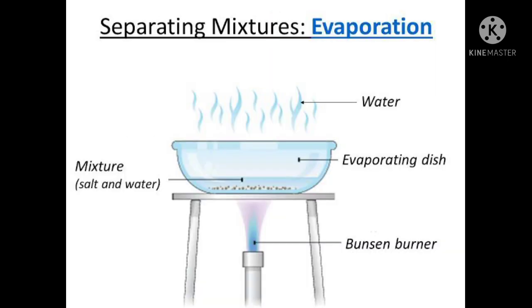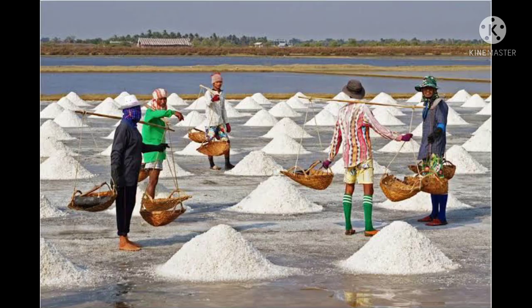Next, evaporation method. This method is used to separate the homogeneous mixture. For example, mixture of salt and water, sugar and water. Why is it called homogeneous mixture? In salt water, salt is completely dissolved in water. When a solid is completely dissolved in water, it is called homogeneous mixture. If the water is evaporated from the mixture, the solid will be remaining. This process is called evaporation. By using this method, we separate salt from seawater.